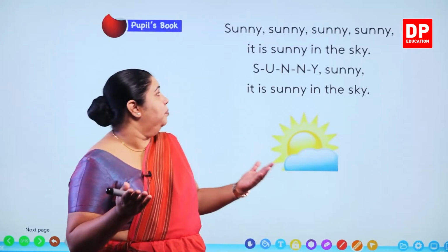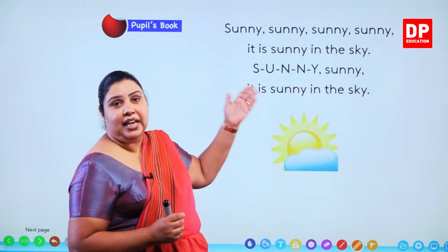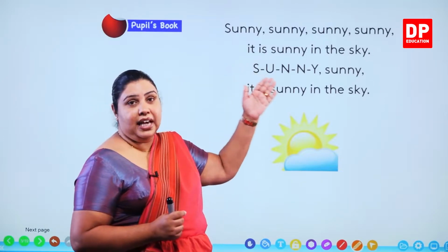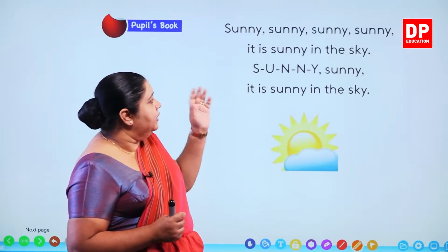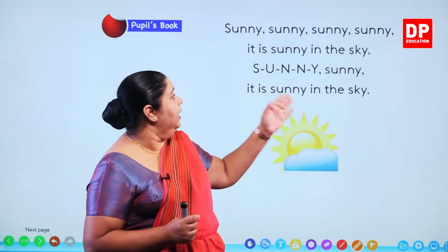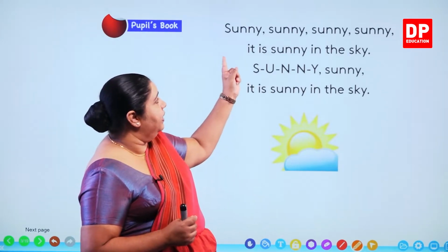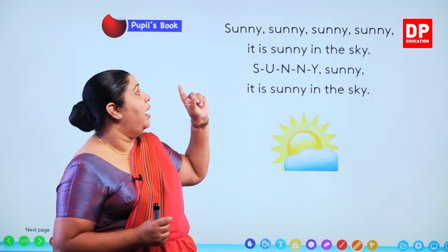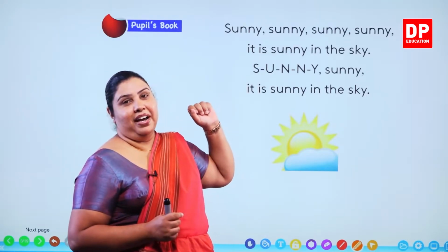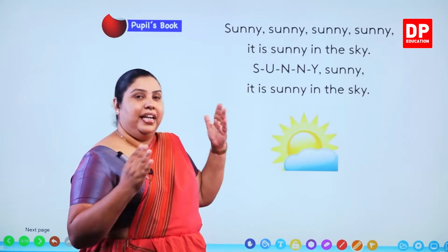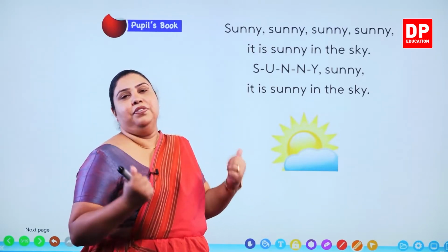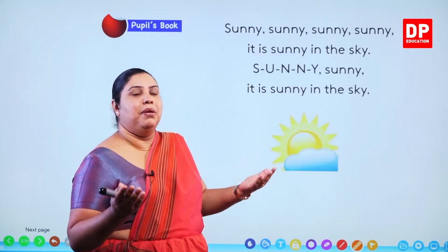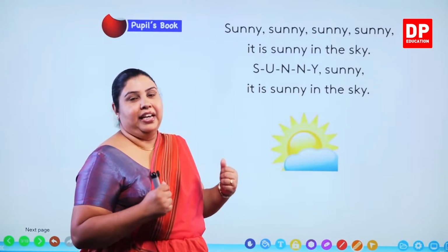So what did the poem say? Sunny, sunny, sunny, sunny. It is sunny in the sky. Now can you see the word sunny? S-U-N-N-Y. Easy to remember. You can easily, now itself you can start remembering the spelling and the words.